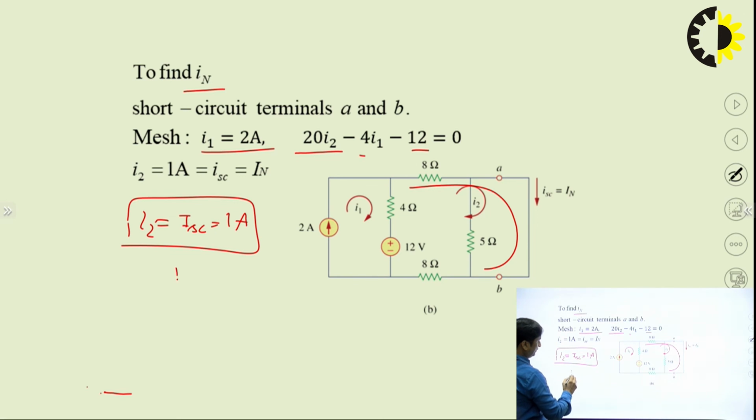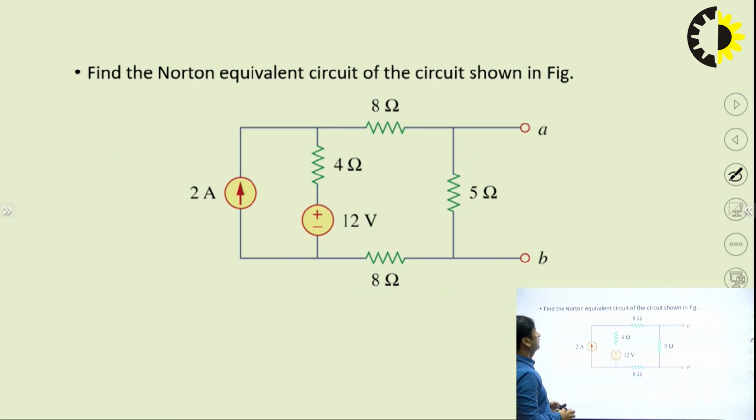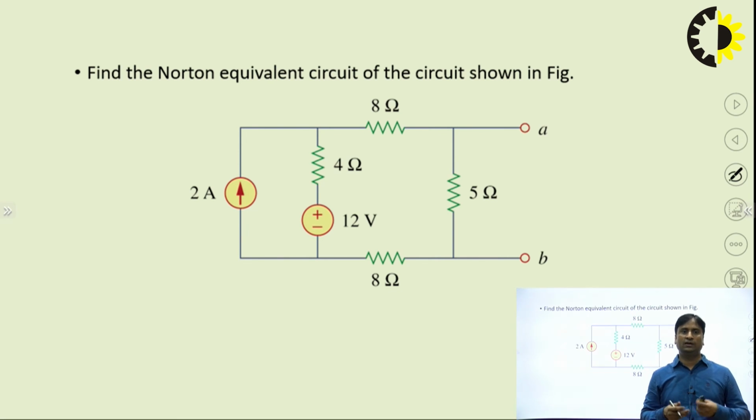So it means that there is a current source with the Norton resistance across the points A and B. The Norton resistance was 4 ohm and the Norton current is 1 ampere. We can say that this is the Norton equivalent circuit of the circuit. So this is the basics about the Thevenin and Norton theorems. Thank you so much.